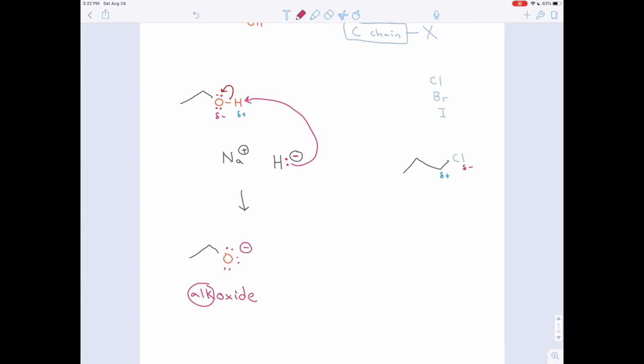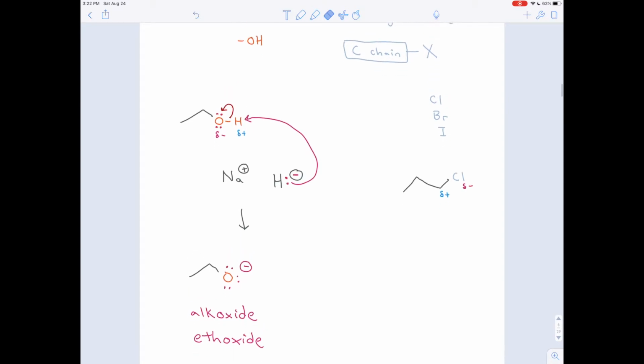Now the alk is referring to the carbon chain, so in this case, because the carbon chain has two carbons, this would be ethoxide. The oxide is just telling you that the oxygen has a charge on it, a negative charge.